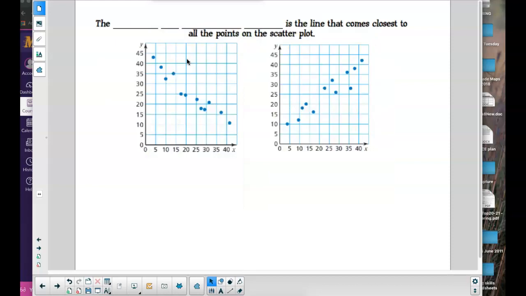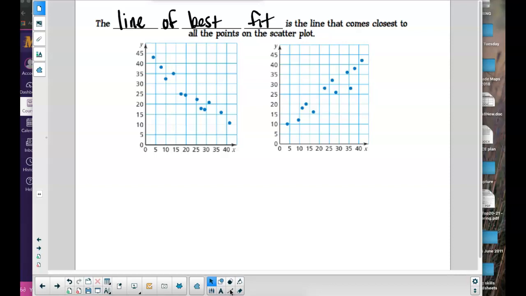All right. So the next one, to fill in these blanks, is the line of best fit. The line of best fit is the line that comes closest to all the points on the scatter plot. On a scatter plot, we don't ever connect the dots. Instead, if we're going to draw a line, we draw what's called a line of best fit. That just means we put a line in between the dots, so there are about as many dots above the line as below the line.